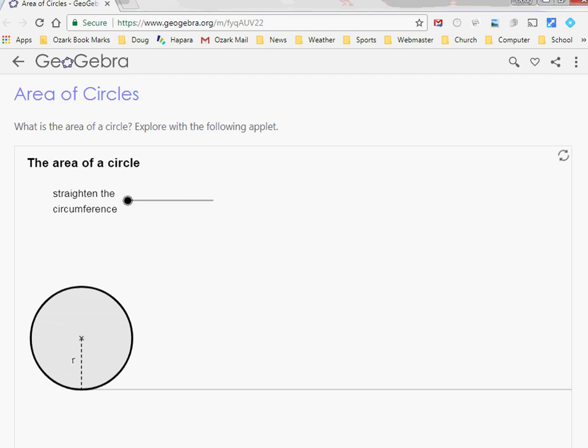Now, one of the things I hope you have caught on is we're developing, where do we get these formulas from? Why do they exist? Where do they come from? So let's look at the area of a circle. Now, some of you might remember what the area formula is for a circle. What is it?